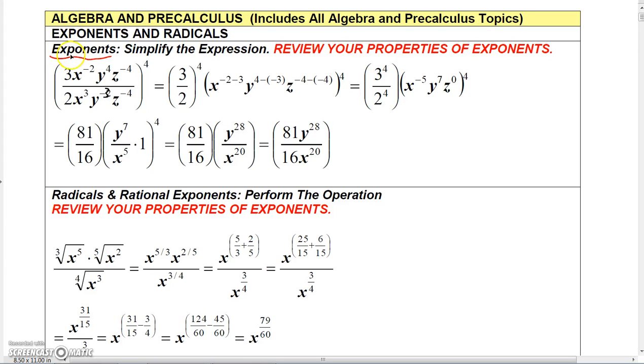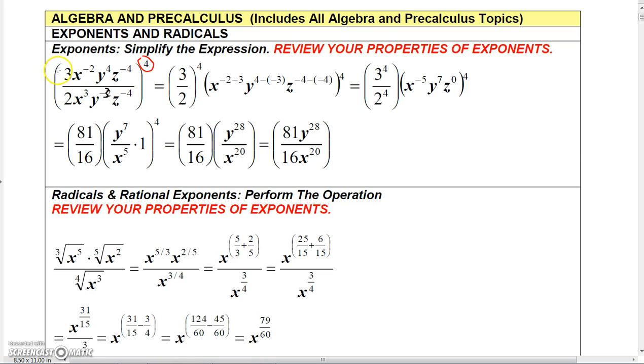Okay, in this problem I'm going to show you how to solve an expression that involves a lot of exponent properties. So let's take a look at our problem here. We have 3x to the negative 2, y to the fourth, z to the negative fourth, divided by 2x cubed, y to the negative 3, z to the negative 4. And we're going to raise all that to the fourth power.